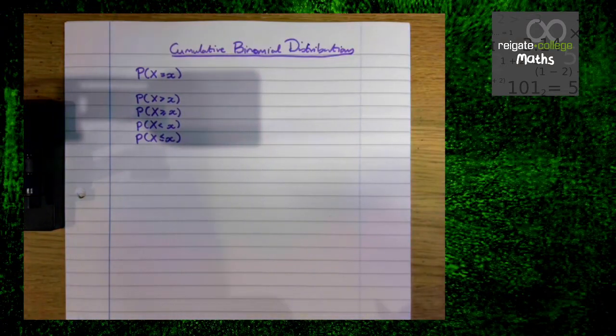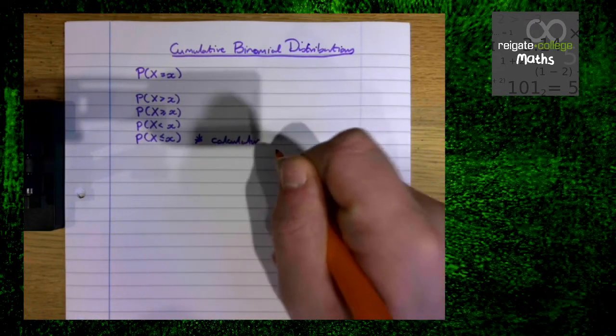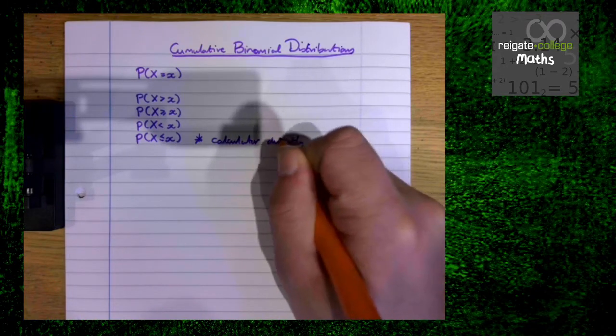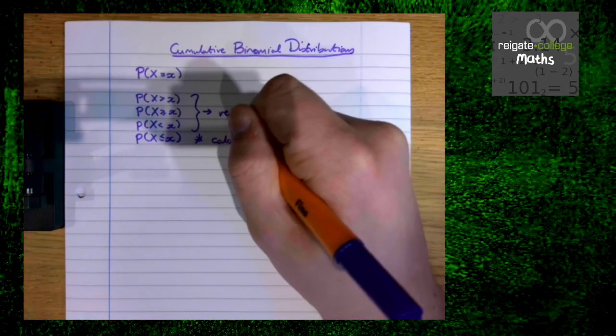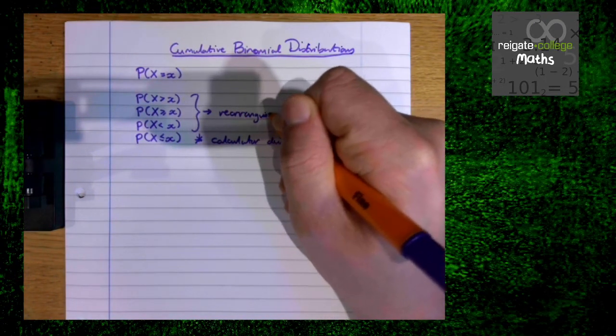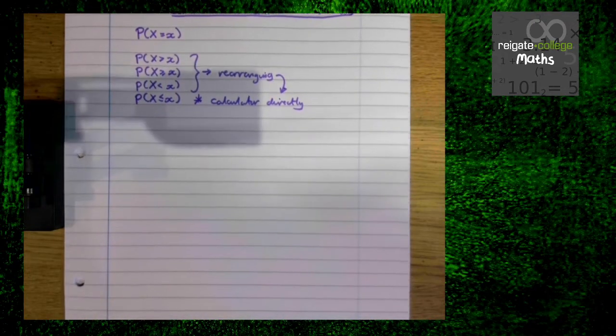The nice thing is that our calculator will do this for us, so we have to do very little manipulation to figure things out. The key thing, though, is the calculator can only cope with this one. If it's any one of these three, we've got to do some rearranging first before we then use the calculator. So we're going to crack on straight away with some examples to show you what's going on.